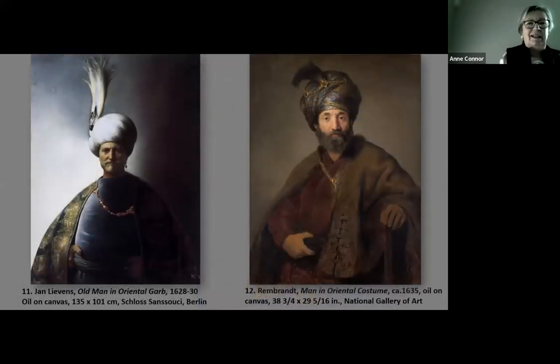We see in the Netherlands, Jan Lievens and Rembrandt, who were painting often together and exchanging props, use here the same costume from Jan Lievens to Rembrandt. So using it on a Dutch man, but again, showing their interest in that exotic culture.